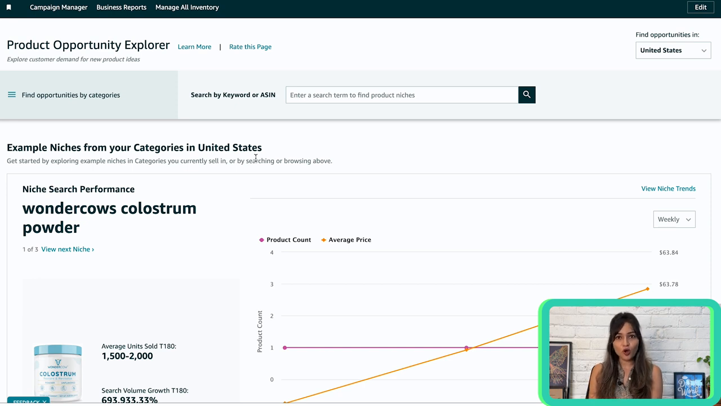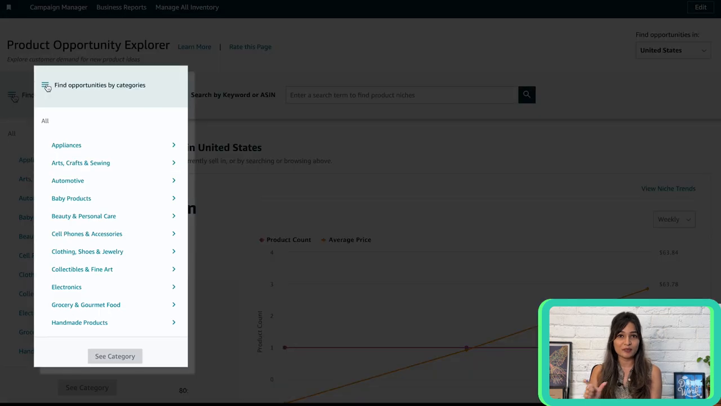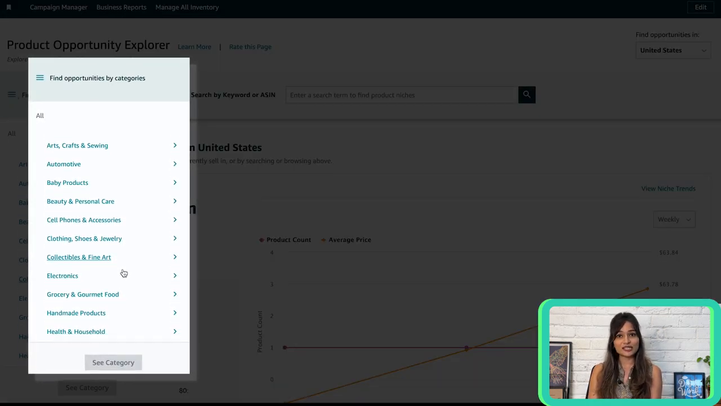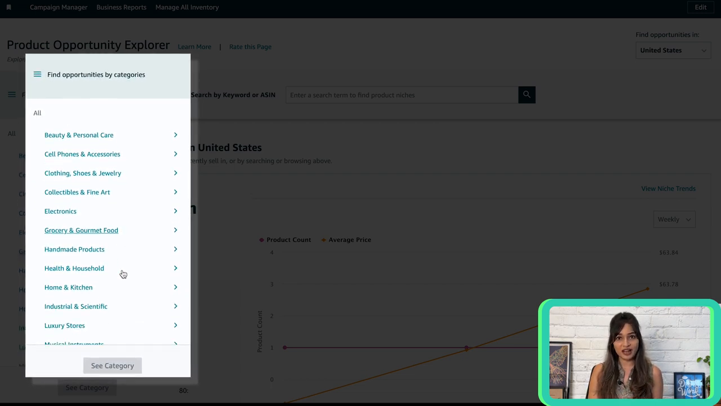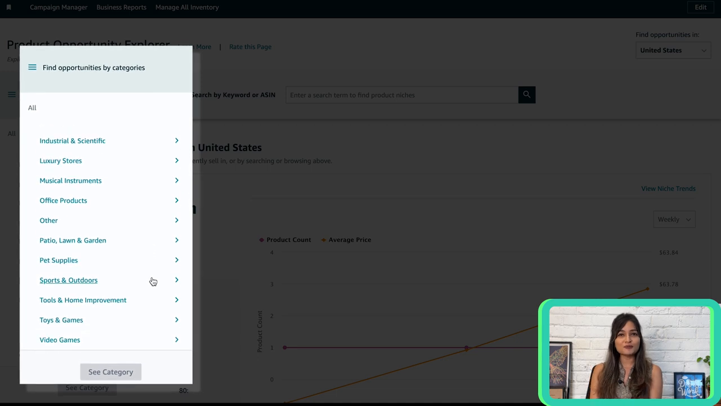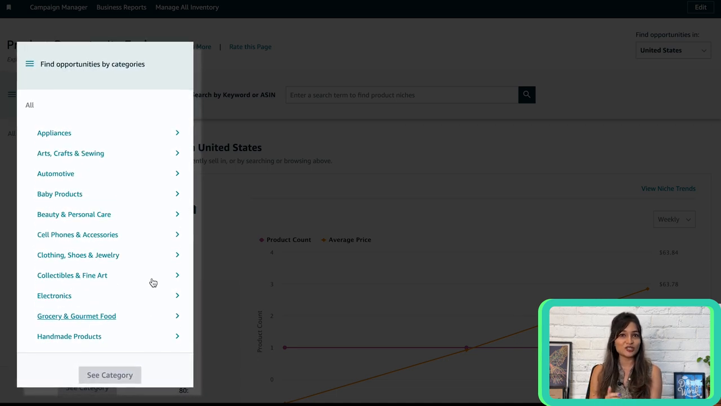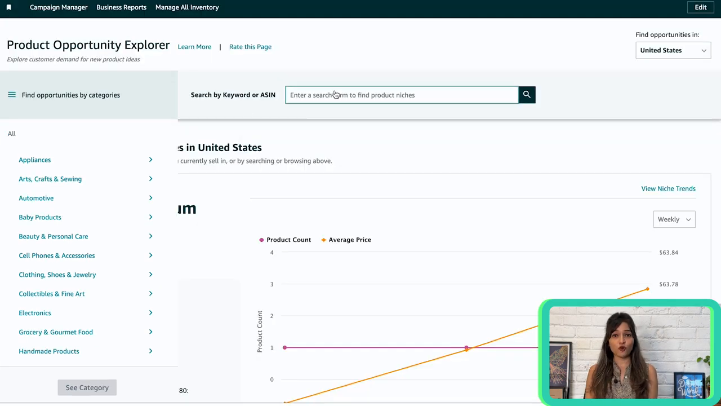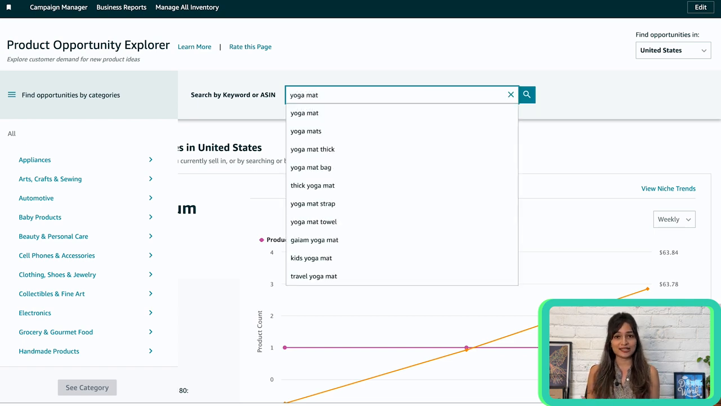To explore opportunities within specific categories, you can use the Find Opportunities by Categories menu located in the upper left corner. This lets you start broad and then gradually narrow down to more specific categories or subcategories. If you have a specific term in mind, you can use the search function to find niches related to the term. After you have searched for or selected a category or subcategory, you will find the relevant niches listed on a dedicated results page.